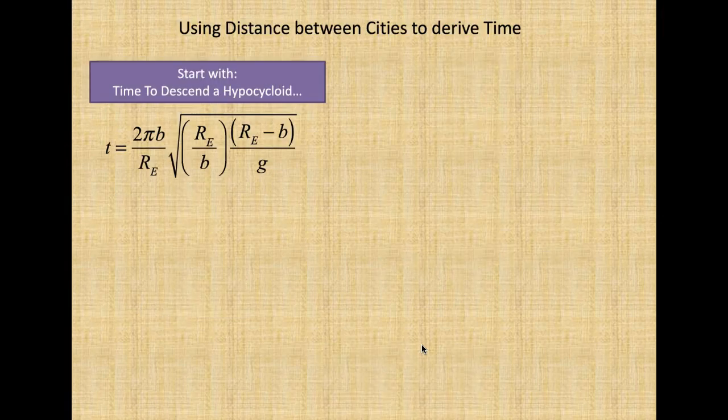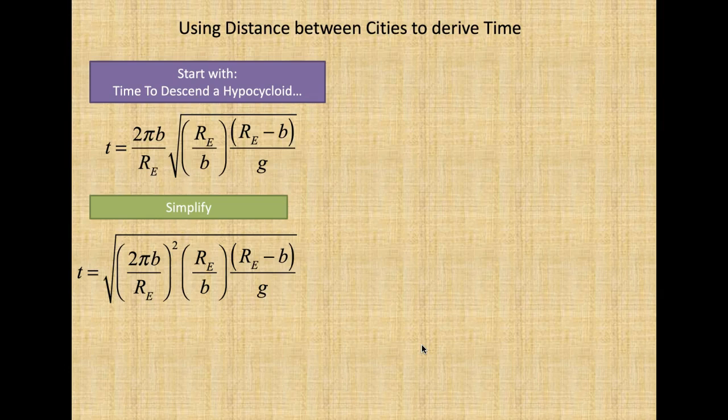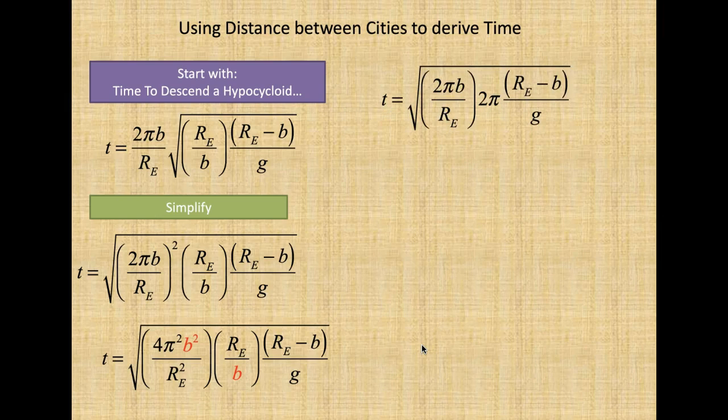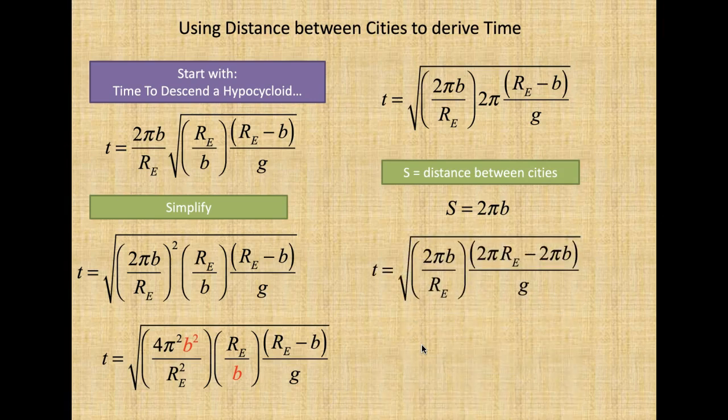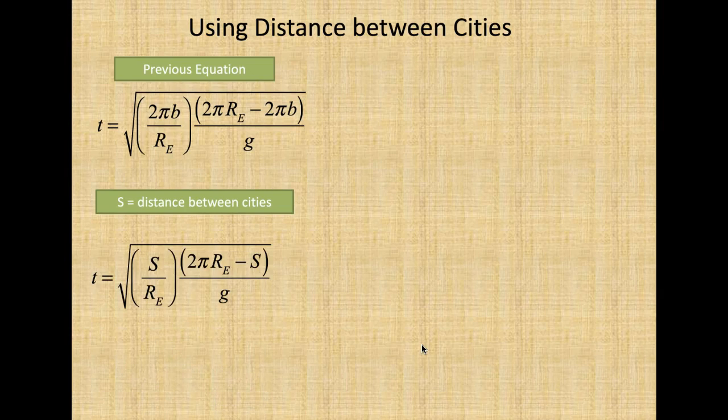Let's continue. Okay, using the distance between cities to derive the time. Well, we start with the time to descend the cycloid. And we do some simplification. And we end up with this. When we see that the distance between cities is equal to 2 pi times b, the radius of the rolling circle, well, we substitute s in there. s is equal to the distance between the cities, and there's our time.